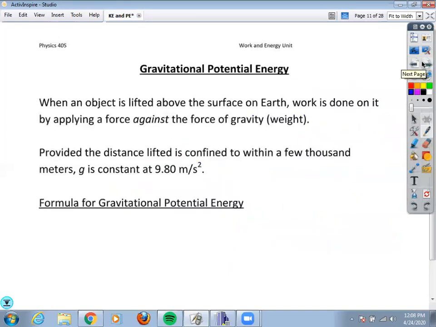Okay, moving on to gravitational potential energy. Gravitational potential energy refers to the amount of energy that's stored in a gravitational field. We know that if you lift something up, you have to do work against the force of gravity, because the force of gravity is always pulling down.